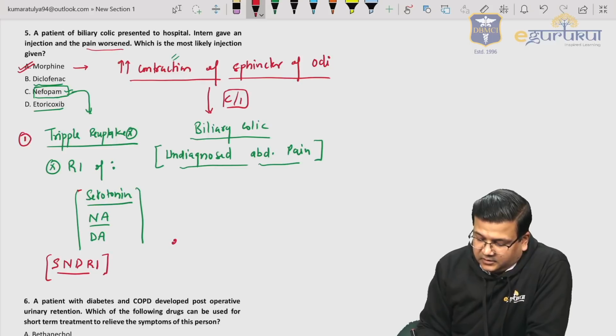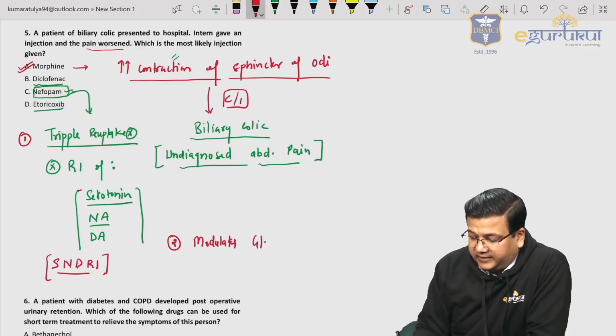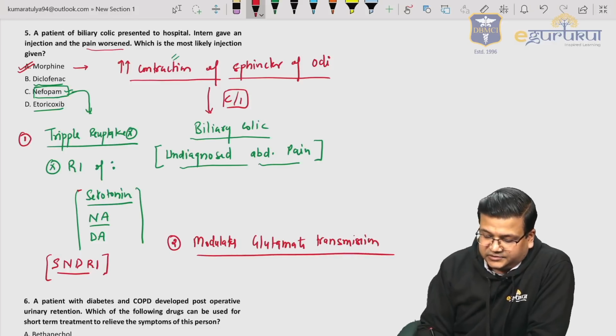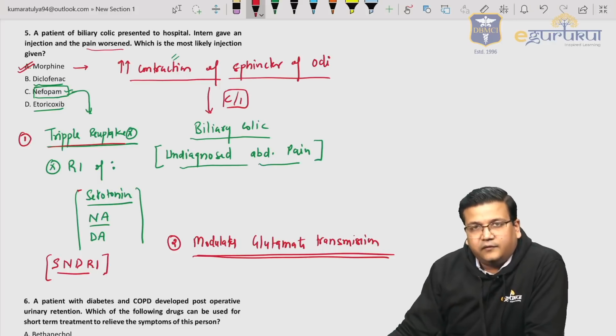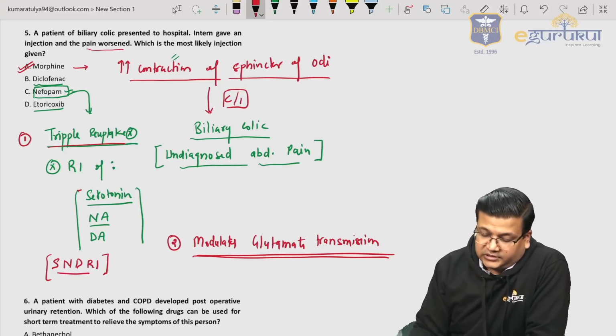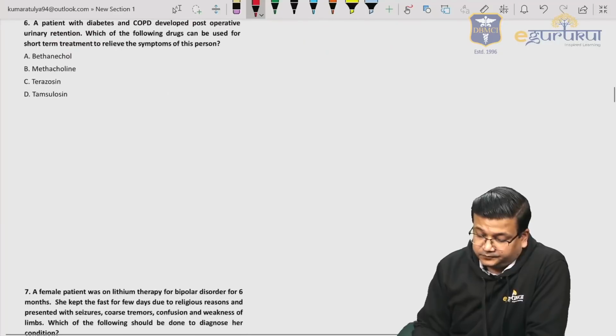Along with that, nefopam will also modulate glutamate transmission. Glutamate, remember, is an excitotoxin, so that glutamate transmission will also be decreased or modulated by nefopam. So it has got two mechanisms, triple reuptake inhibitor and modulates glutamate transmission. So that is about nefopam, used as an oral analgesic. The answer to the question that was asked was very simple, morphine, and that we have already discussed.